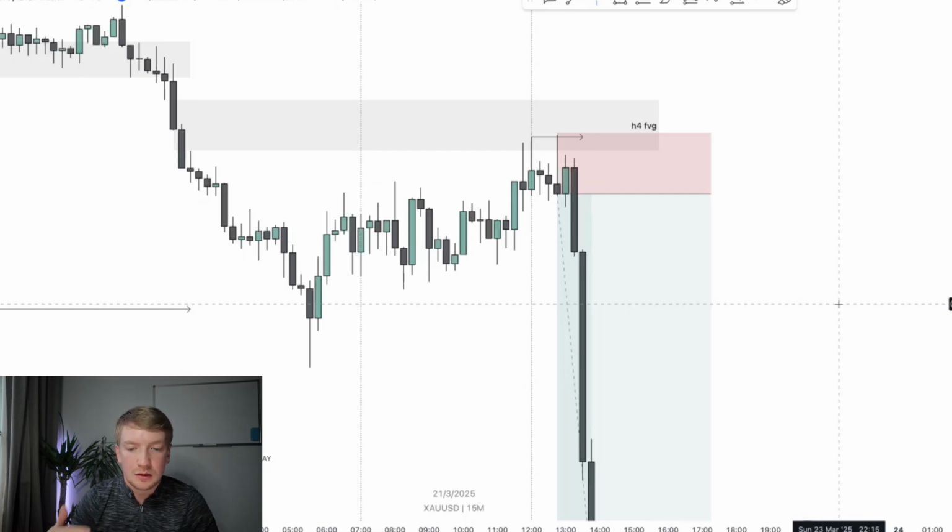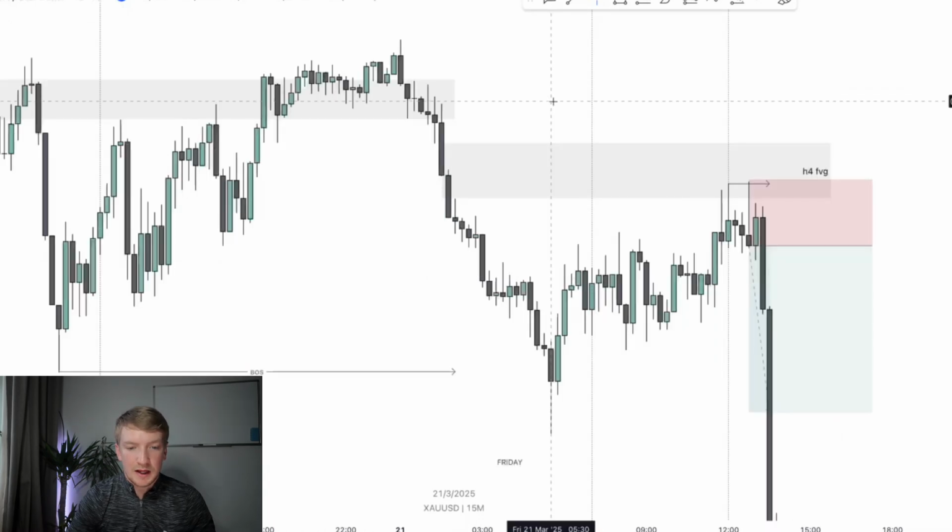That's why it's always crucial to wait for a mitigation of a higher time frame zone, because 1, it makes the trade more probable, and 2, it gives you more confidence that you're not going to get stopped out and the trade then go in your direction. But yeah, to summarise, we was respecting higher time frame fair value gaps and breaking structure to the downside. That's why we was looking for sells.